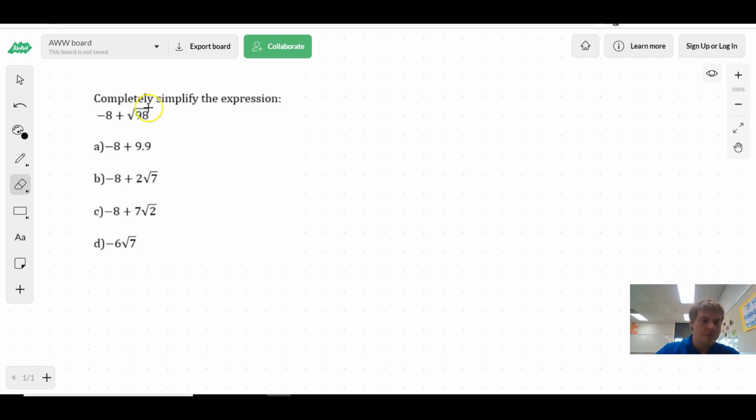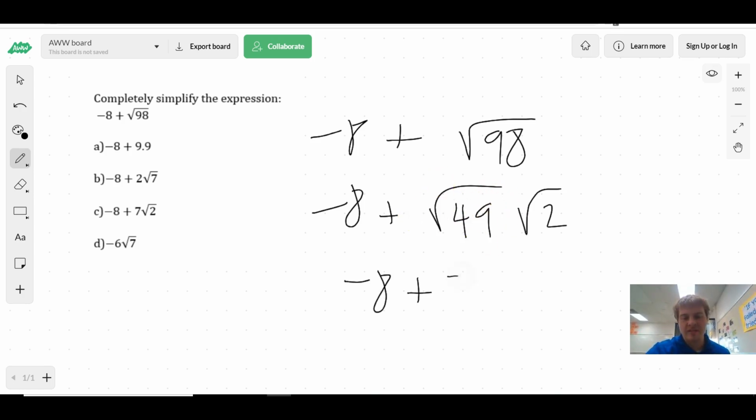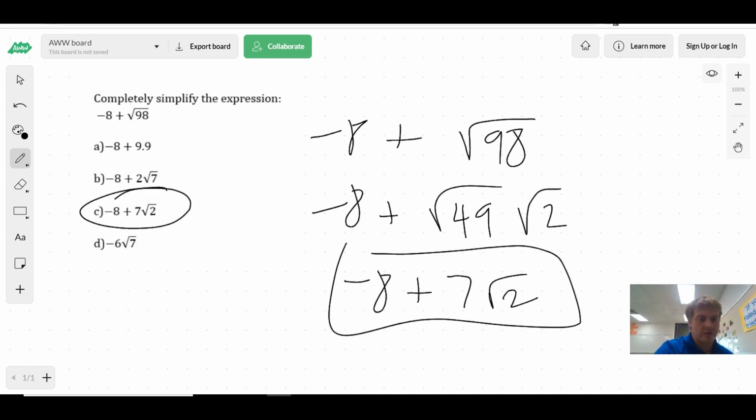What we're going to do is figure out what square roots we can break this into. And the square roots that we can break 98 into would be the square root of 49 and the square root of 2, because 49 times 2 gives you 98, and we know what the square root of 49 is. The square root of 49 is 7. And this would be the correct answer. Let's try the next one.